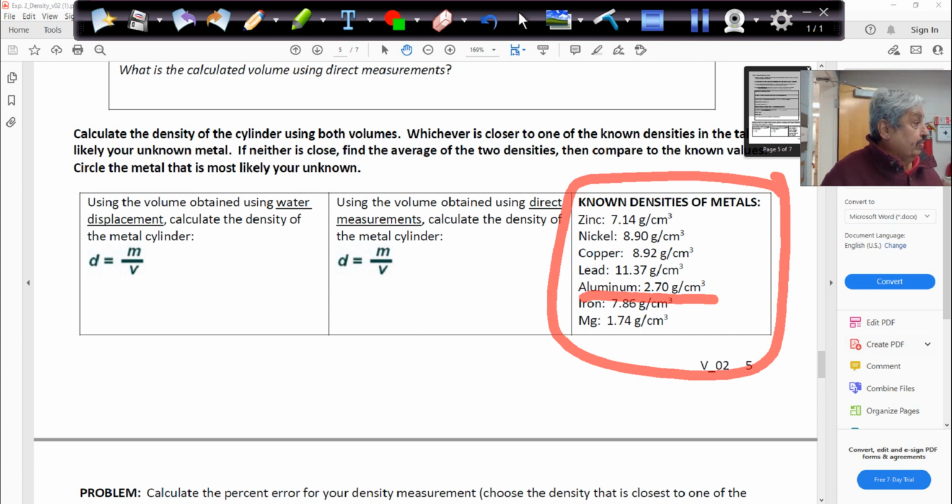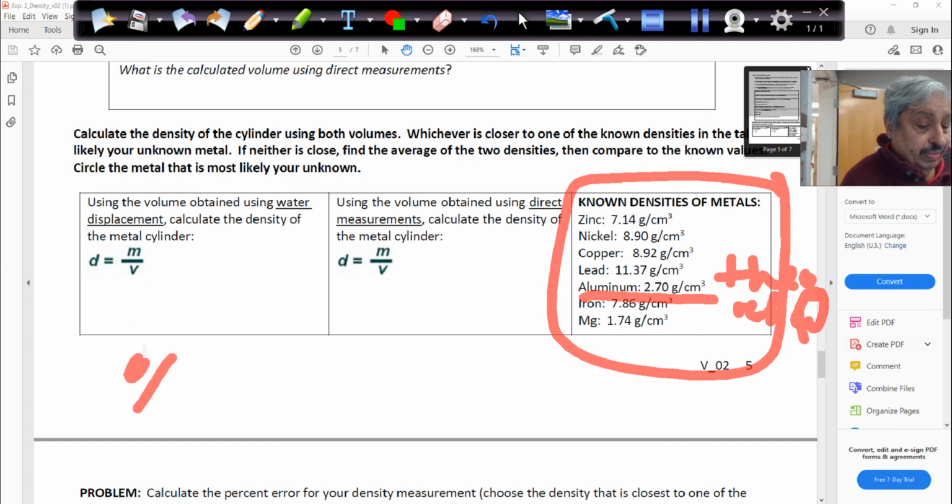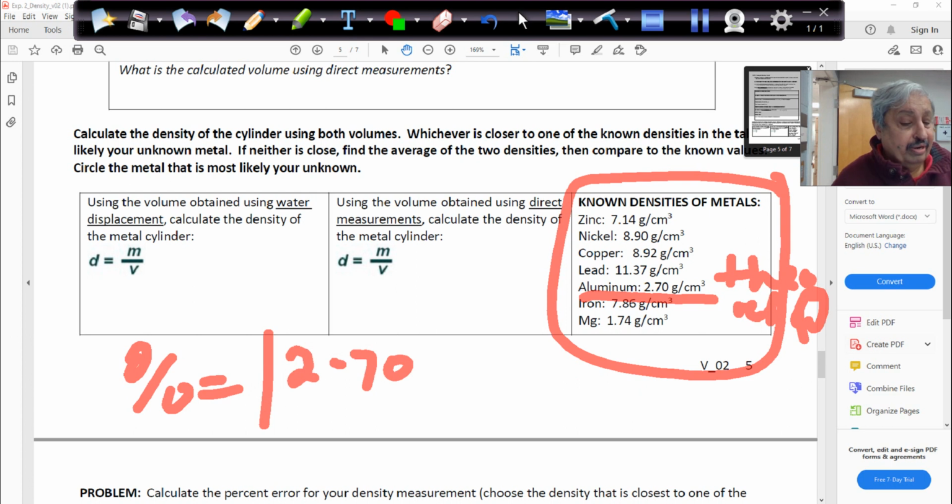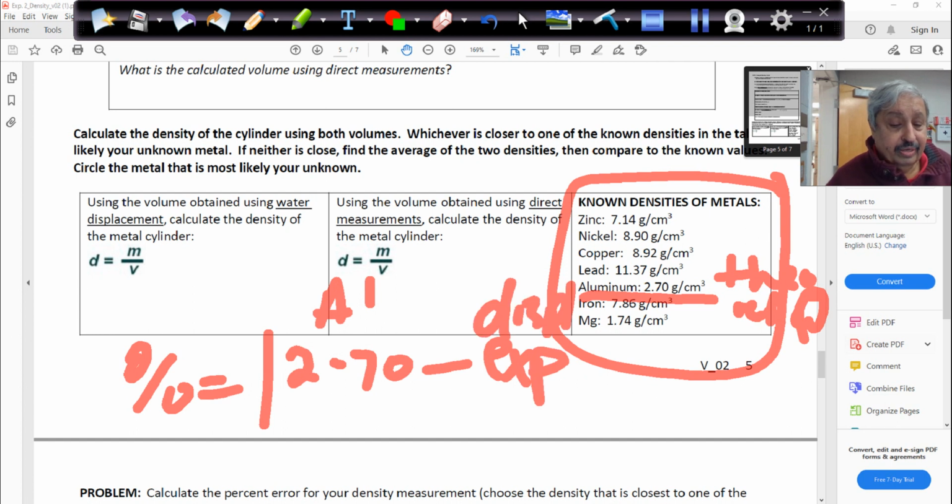Okay, guys? And then I will make an error, percentage error for both sides. See how those two methods will differ from each other. So here's the value. That's your theoretical value. So the percentage error will be 2.70 gram per mil for aluminum, for example, minus your experimental one for the displacement, divided by 2.70. If that's aluminum, multiply by 100.